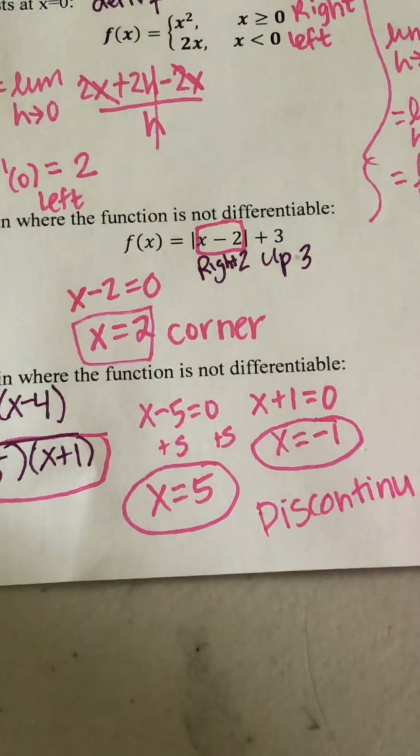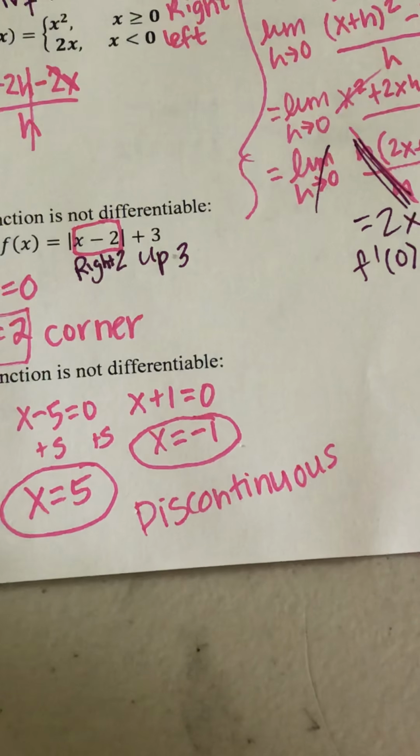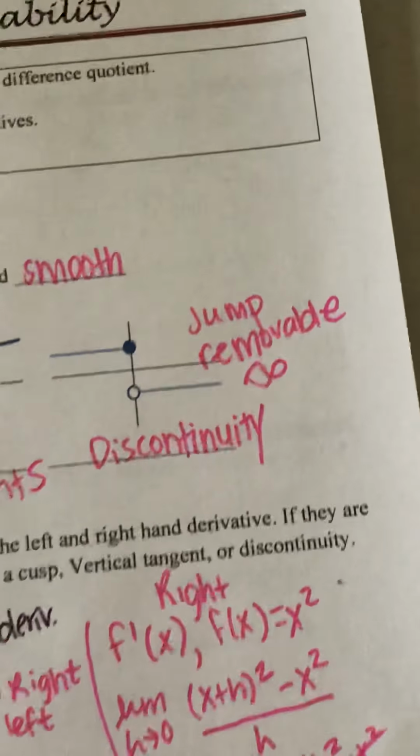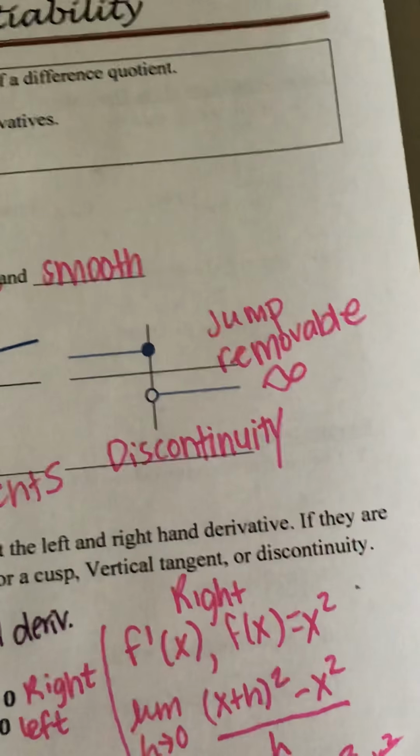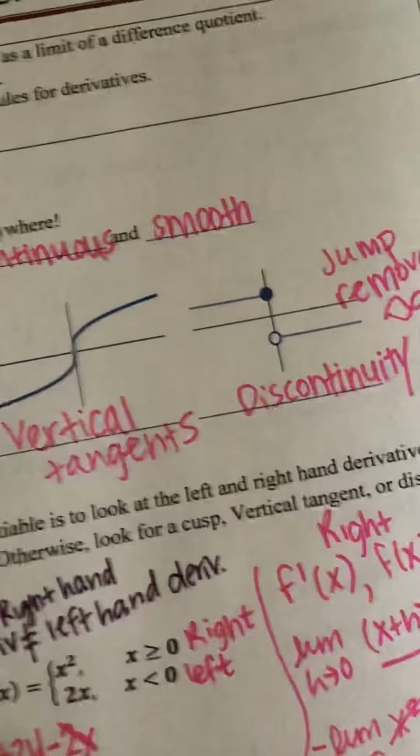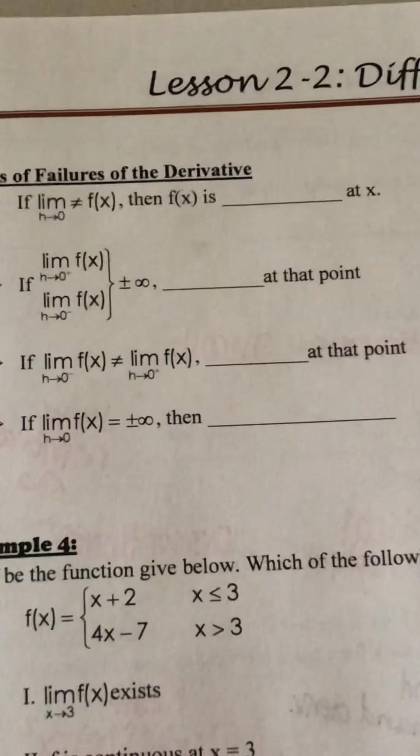They have an infinite discontinuity. And that was part of, if you go to the top, that's one of the places where it's not differentiable. Okay, let's go to the back. So, types of failures of the derivative, meaning you can't take the derivative at these points.